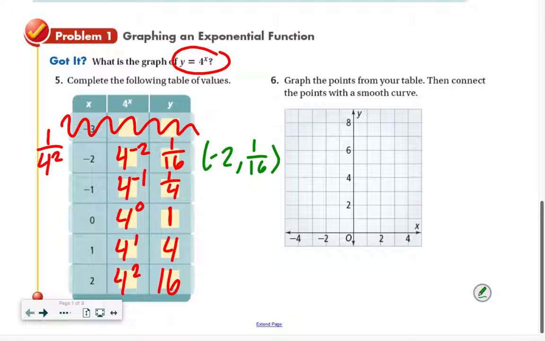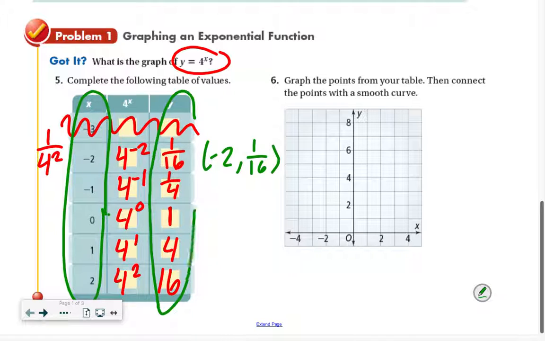Now what we're going to do is plot these points. Like I said, this is our x and this is our y, ignoring that middle column. So we'll graph -2, 1/16. It doesn't have to be perfect; mine's definitely not going to be perfect. 0, 1; 1, 4; and 2, 16 goes way up there.